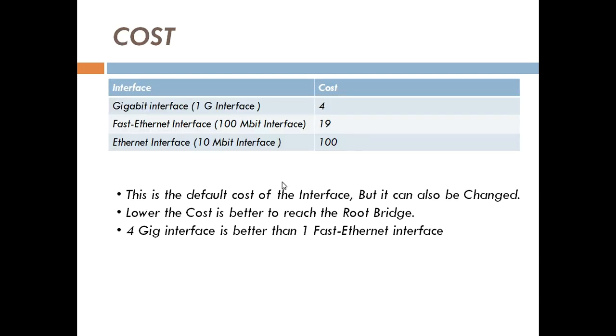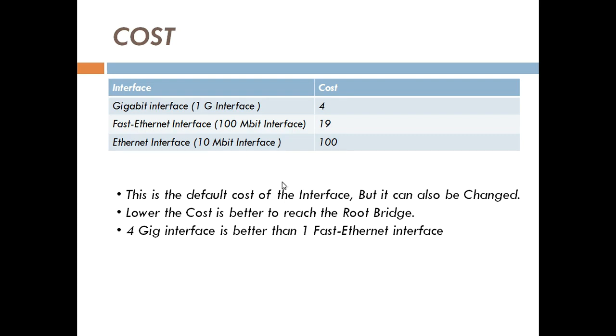What is the cost? The default cost values have been given here for 1 gig, 100 M and 10 M. This is a default cost value, but if you want, we can change it. The lower the cost, the better to reach the root bridge. Based on this cost value, the interface with the lower cost value will be elected to reach the root bridge.